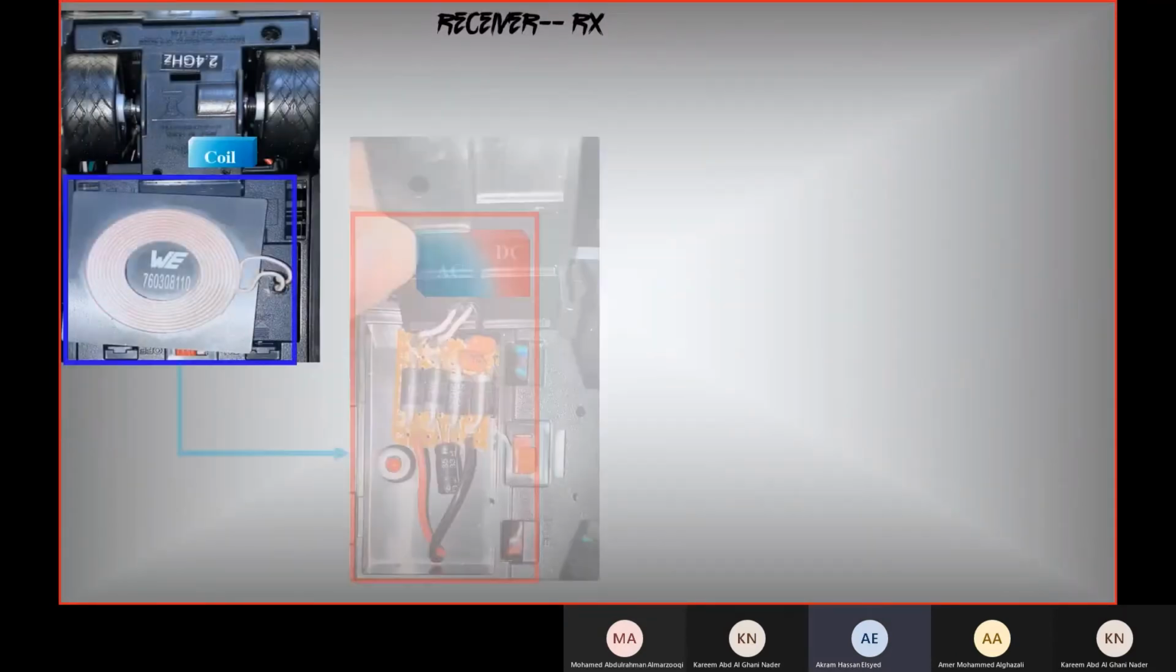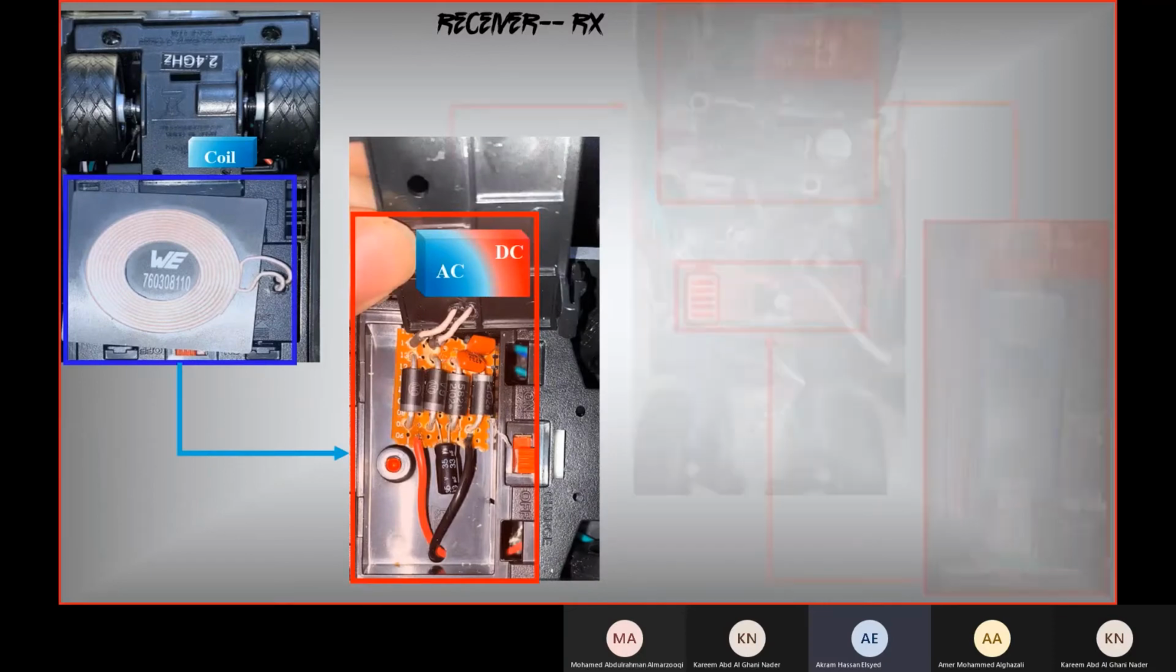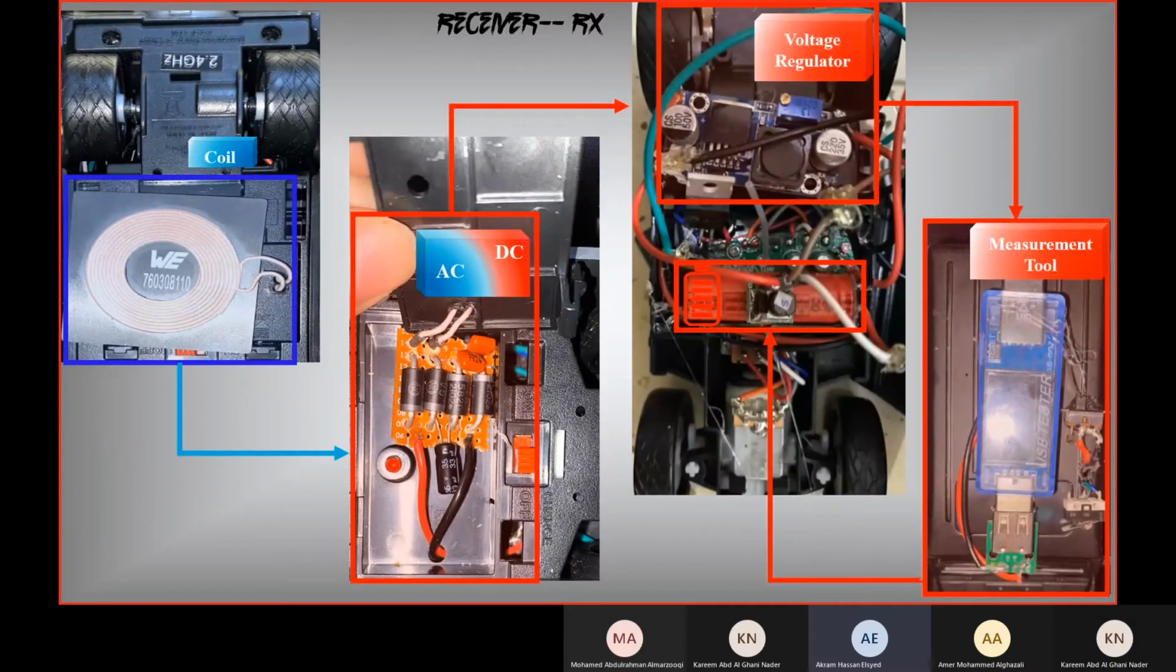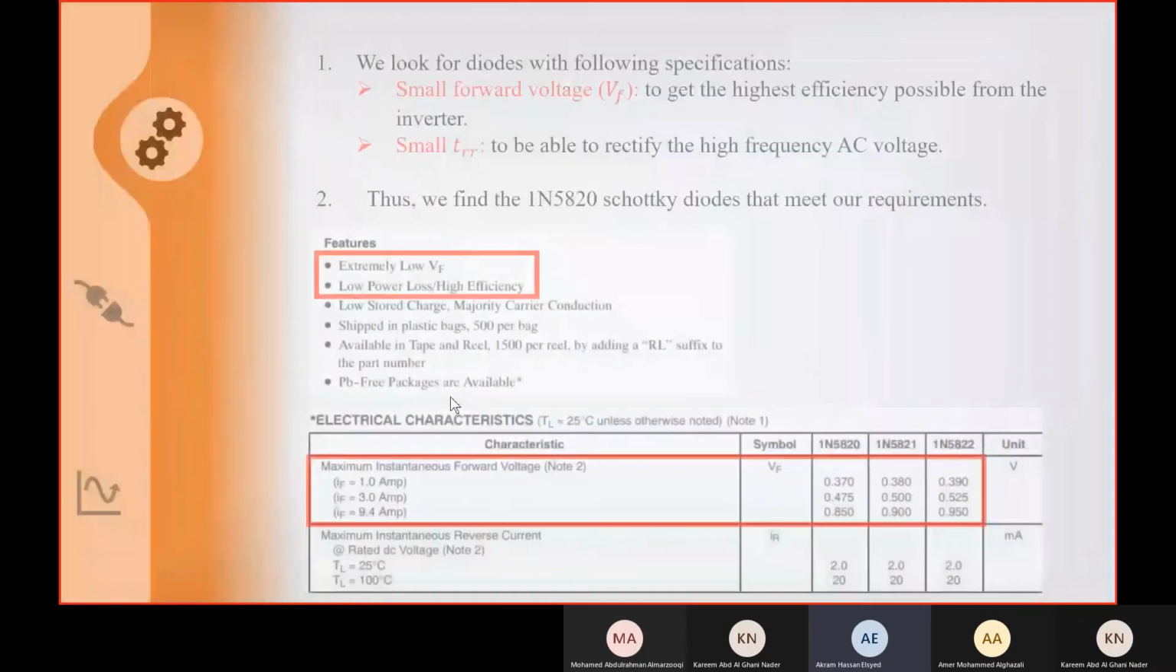Now coming back to the receiver side, as shown in this slide, we have a receiver coil connected to the rectifier, and then the rectifier is connected to the voltage regulator, which is connected to the measurement tool. And finally, the measurement tool is connected to the battery. And now my colleague Amr will explain the AC to DC circuit.